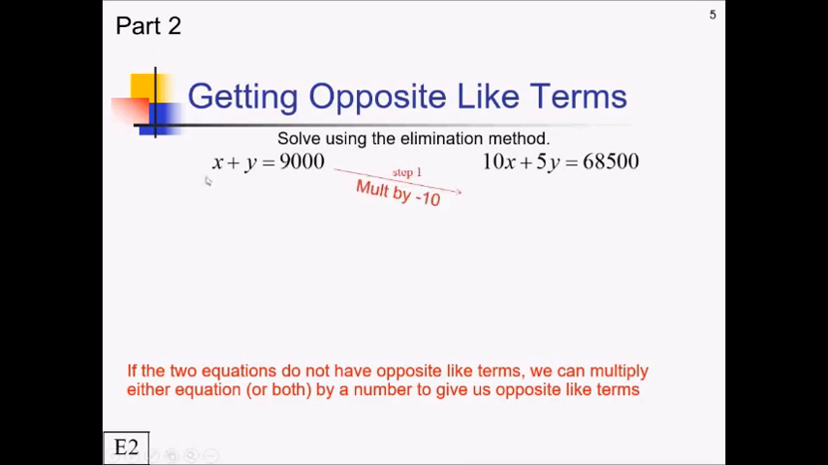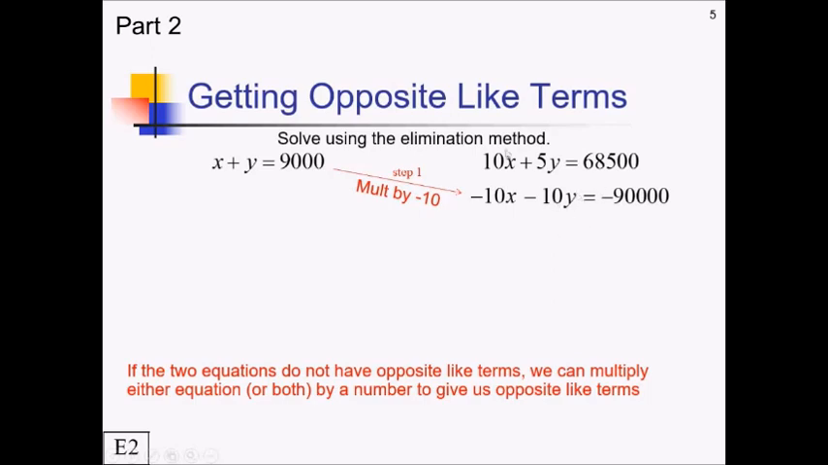So if we multiply this first equation by negative 10, that gives us negative 10x, which is what we want, and then whatever else happens just happens. So we have negative 10y equals negative 90,000. And at this point, you'll notice we have those opposite-like terms. So at this point, I'm going to let you pause the video and finish this one on your own.